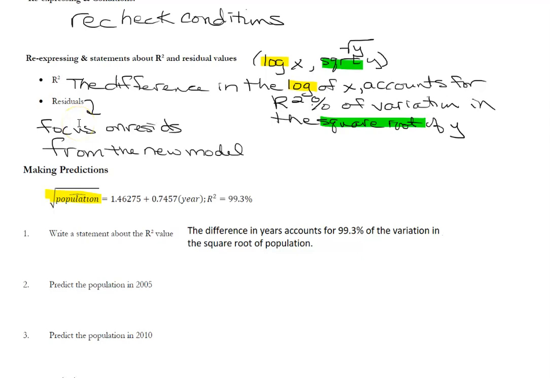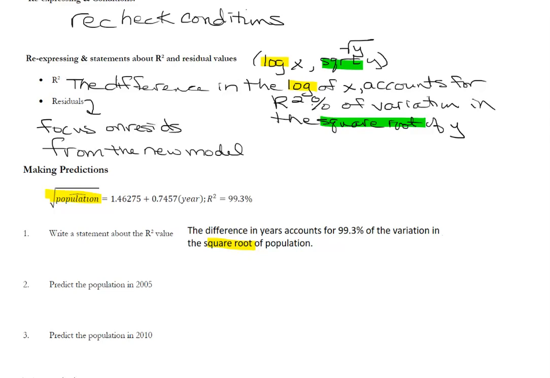Okay, I'm no longer going to try to handwrite my sentences because it's horrible. So for this one, the statement about r squared: the difference in years accounts for 99.3% of the variation in the square root of population. Because it was the square root of y, that's why I do that.